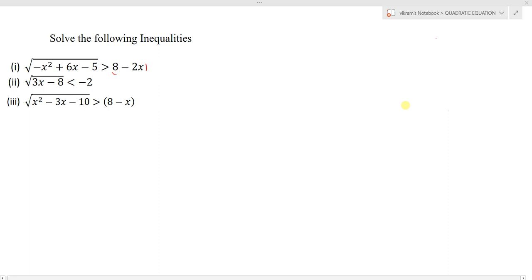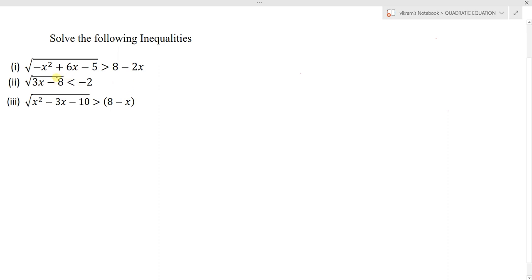Solve the following inequalities. The first one is the square root of minus x squared plus 6x minus 5 greater than 8 minus 2x. How to solve this? Please watch the videos on inequalities, how we solve inequalities after factorization using the wavy curve method. Now, how do we solve this inequality for the first problem?